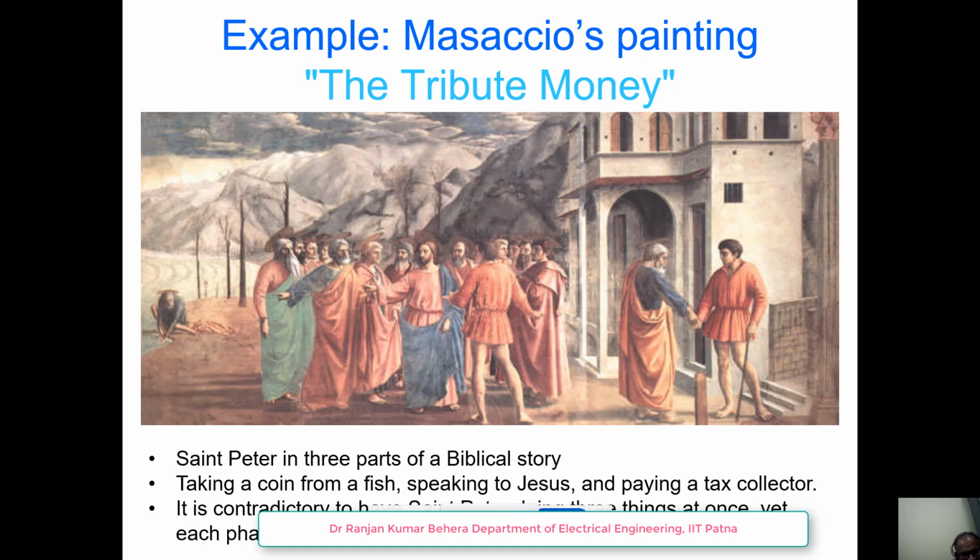this painting is called the Tribute Money. And you will find that in the Bible there is a story of taking a coin from a fish, speaking to Jesus in one place, and paying a tax collector. It is contradictory how these two things happened at once, yet each phase of the story makes sense in its own context. So that is how anybody tries to understand the cosmology of the universe, they have their own stories.